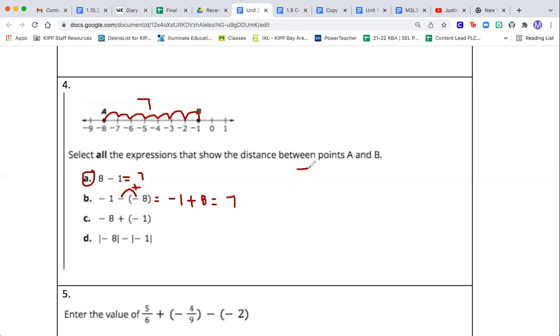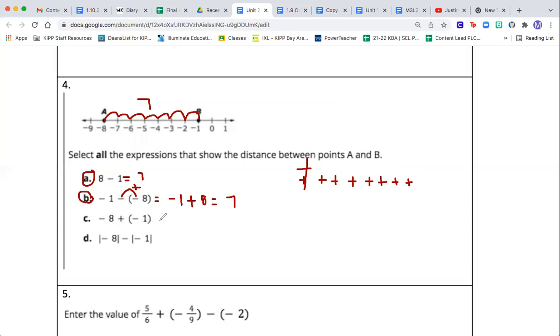If you think about it, here you have 1 negative and 8 positives. 1, 2, 3, 4, 5, 6, 7, 8. So the negative and the positive cancel out, which means you're left with 1, 2, 3, 4, 5, 6, 7. 7 positives. Now, so B would also be your answer.